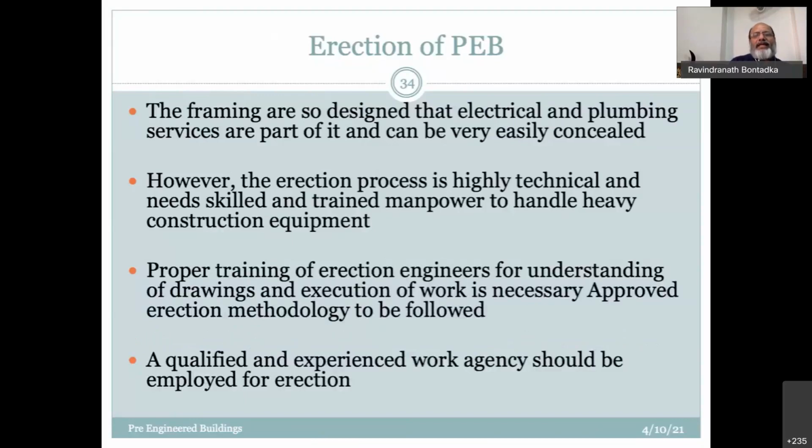As I mentioned, the erection process is highly technical and needs skilled and trained manpower. A qualified and experienced work agency should be employed for erection. Very, very important that.